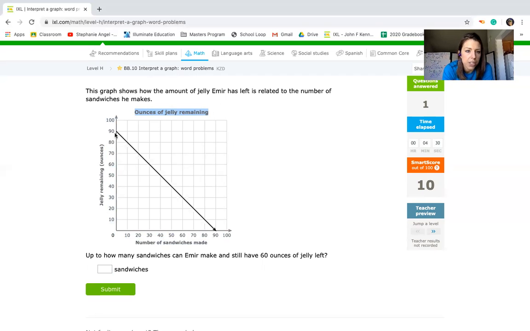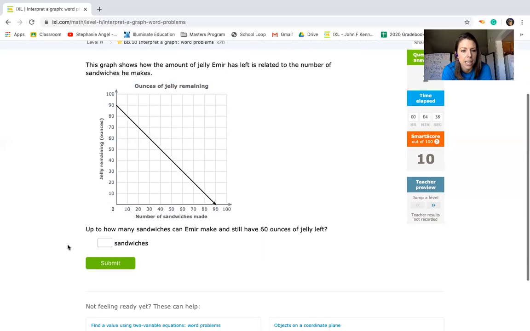So it looks like the jelly started with 90 ounces and then he made 90 sandwiches and then he was out of jelly. So let's see what the question says. Up to how many sandwiches can Emer make and still have 60 ounces of jelly left? So we're given a number of ounces. Which axis represents ounces? It looks like the y-axis represents ounces.